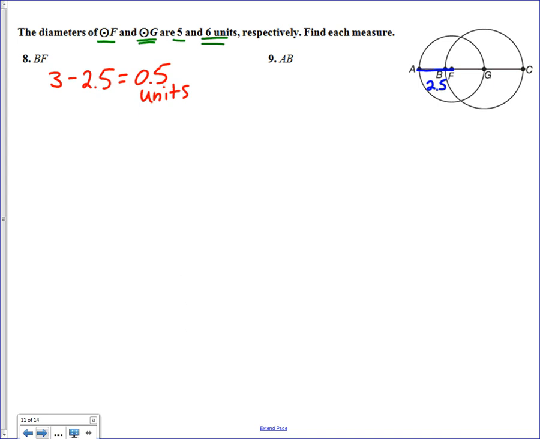We already found that BF, this little bit here, is 0.5, right? That's this bit here. And therefore AB must be the whole part, 2.5, minus that little part that we know, and we find that that's 2 units. All right. You need to look at it a little bit longer. Make sure you pause it.